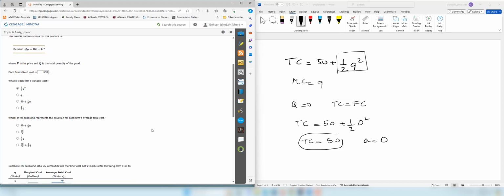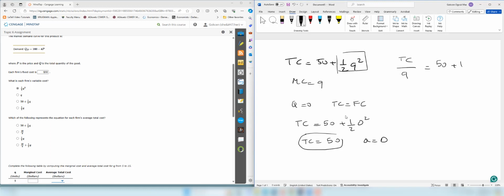Which of the following represents the equation for each firm's average total cost? For average total cost, we need to divide total cost by quantity. In that case, (50 plus 1/2 Q squared) divided by Q. So 50 divided by Q plus 1/2 Q squared over Q. So we have 50 over Q plus 1/2 Q.